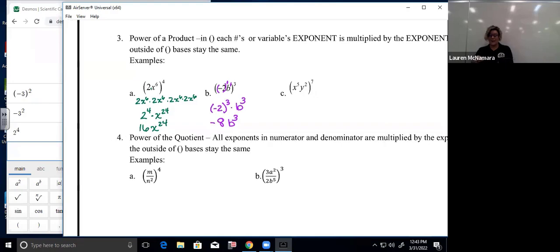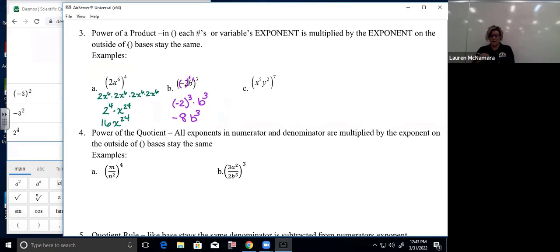Looking at my example C, multiplying, do I have an exponent on the outside of my parentheses? Yes. Multiplication is happening inside my parentheses. So therefore, every exponent on the inside of my parentheses gets multiplied by the exponent on the outside of the parentheses. X to the 35th times y to the 14th.